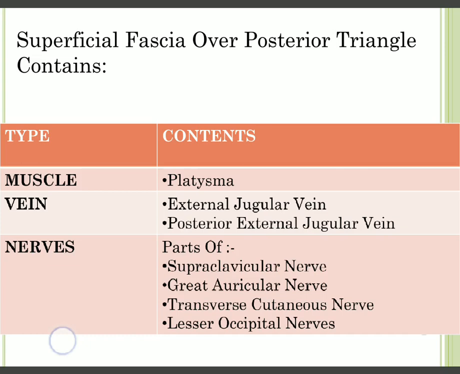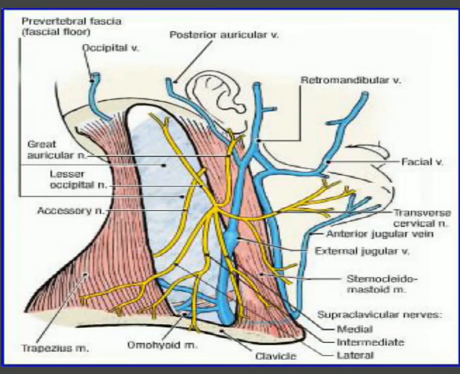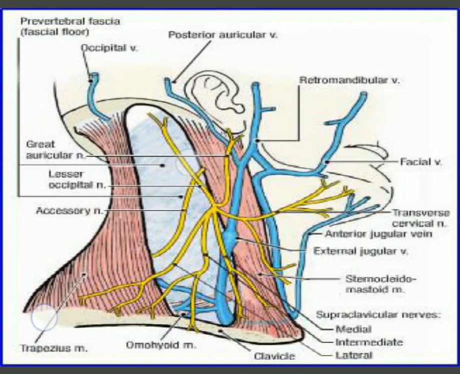They are also the content of the posterior triangle, as well as part of these nerves are lying in the superficial fascia of the roof of this triangle. So these are the cutaneous nerves, the branches of the cervical plexus. Part of these nerves are present in the superficial fascia of the roof, and part of them form the content of this triangle. This is the external jugular vein that also is present in the superficial fascia of the roof.